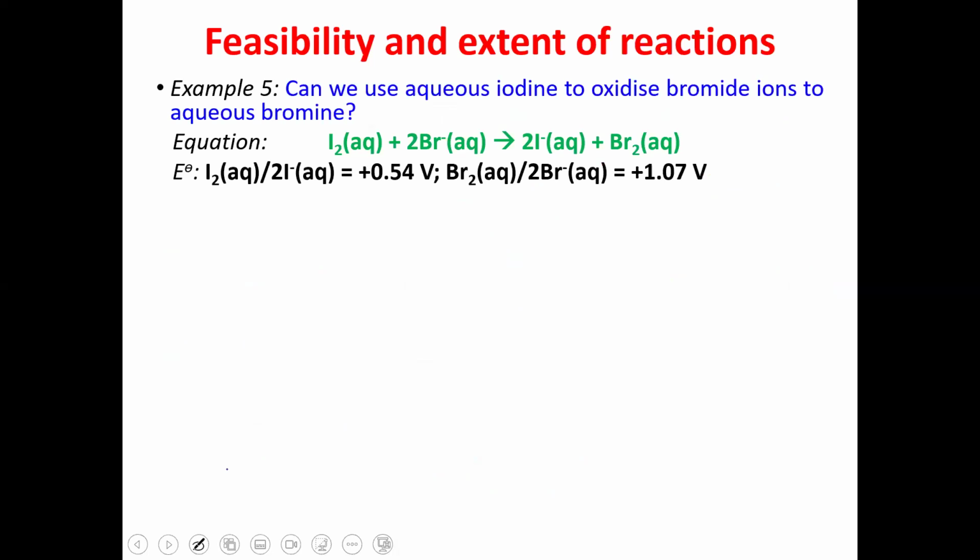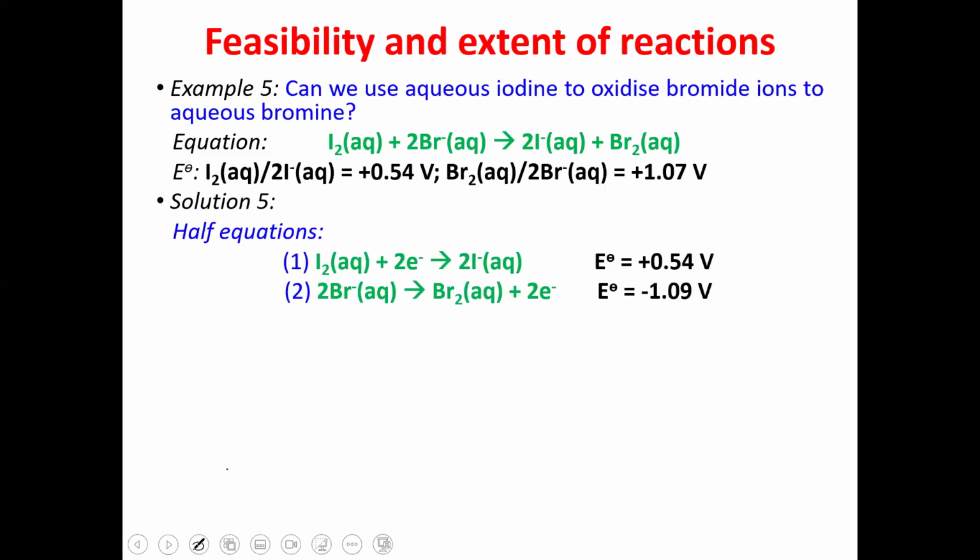What is this idea? Can we use aqueous iodine to oxidize bromide ions to aqueous bromine? Look at the equation. I2 plus 2Br⁻ gives 2I⁻ plus Br2. Look at this equation. I2 aqueous plus 0.54, bromine, and look at this 1.07. Now we do the calculation. We write the first equation as iodine is gaining electrons and bromine is losing electrons. So it means we have taken the bromine equation reversed.